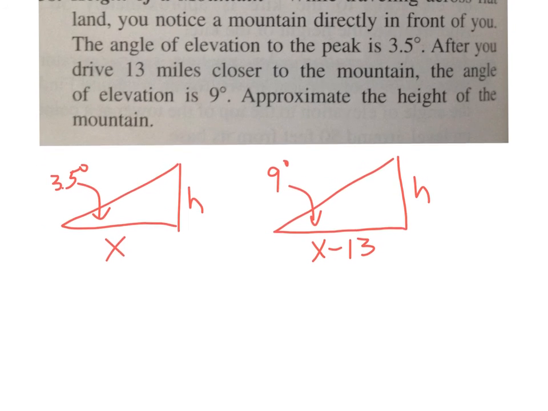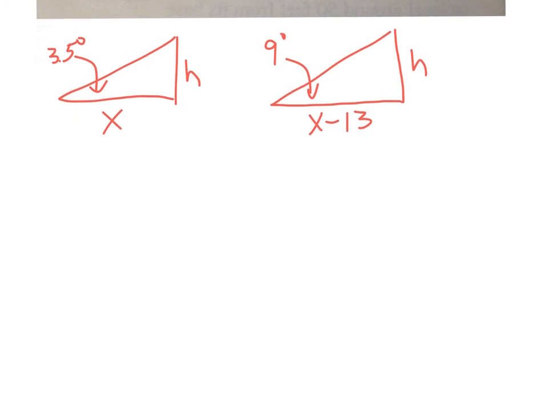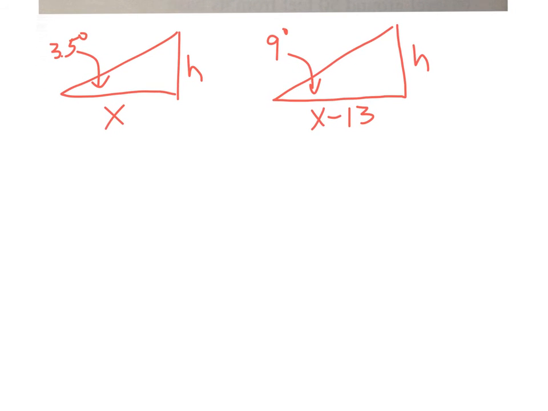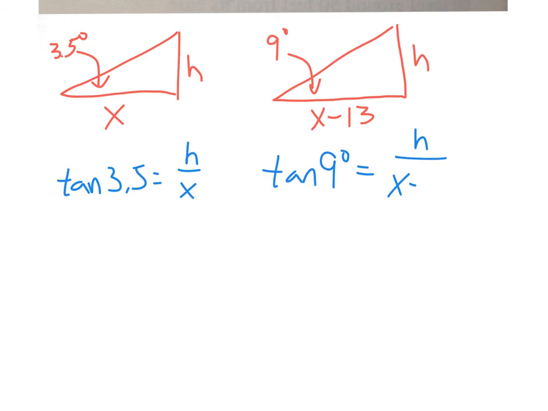But now it's going to be very similar, right? We have two variables again. We need two equations. Luckily, we have two right triangles, and so we're going to set them up. We're going to use tangent again. So tangent of 3.5 degrees is equal to opposite over adjacent. Then the tangent of 9 degrees equals opposite over adjacent.